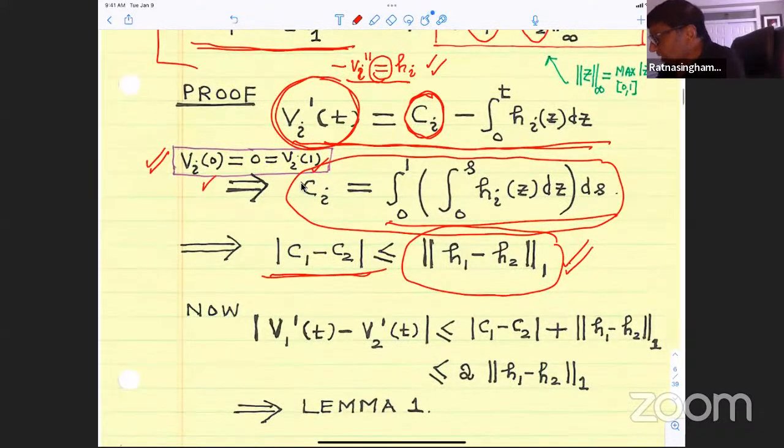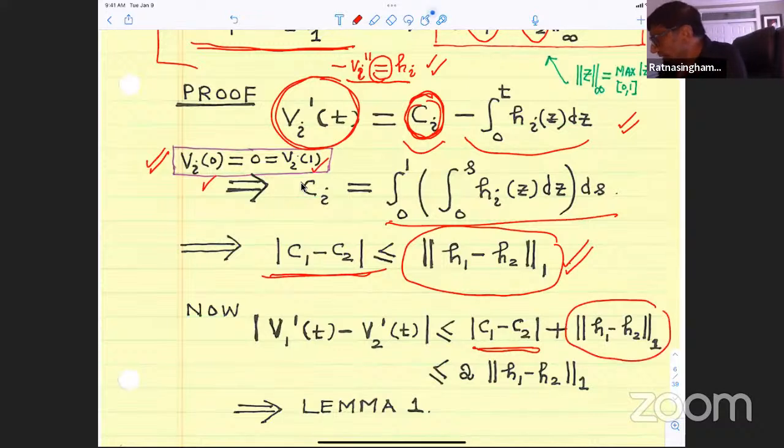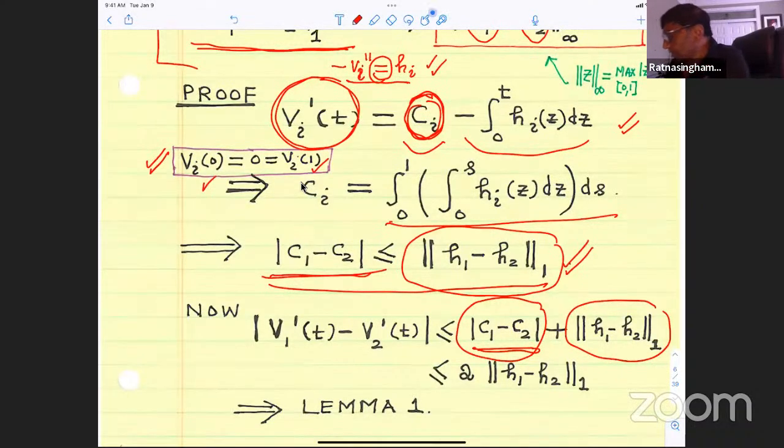Okay, so going back to this equation here, what is going to be the difference between v1 prime of t and v2 prime of t? Just taking the difference using this particular formula, taking the absolute values, it will be less than or equal to the absolute value of c1 minus c2 that is coming from here. And then here, of course, you have to write it from 0 to t, of h1 minus h2, and take the absolute value. That again, you can easily bound by the L1 norm difference of h1 minus h2. But then this part here, I have already shown you that that is also less than or equal to the L1 norm difference between h1 and h2. So all these terms here will become less than or equal to twice that.